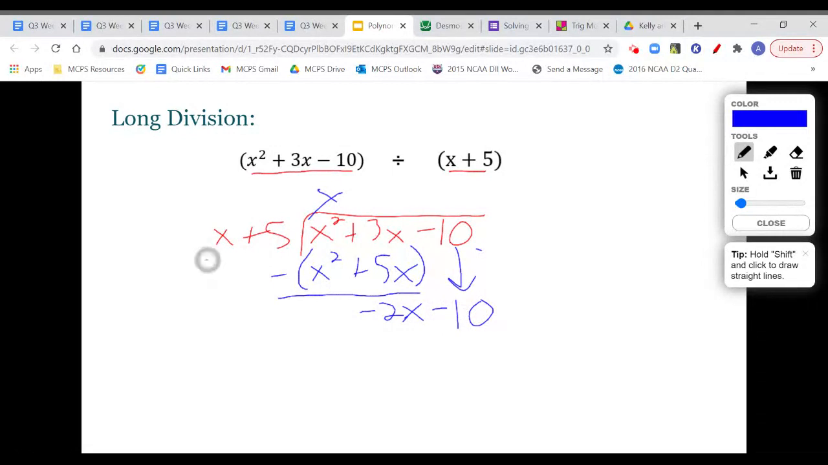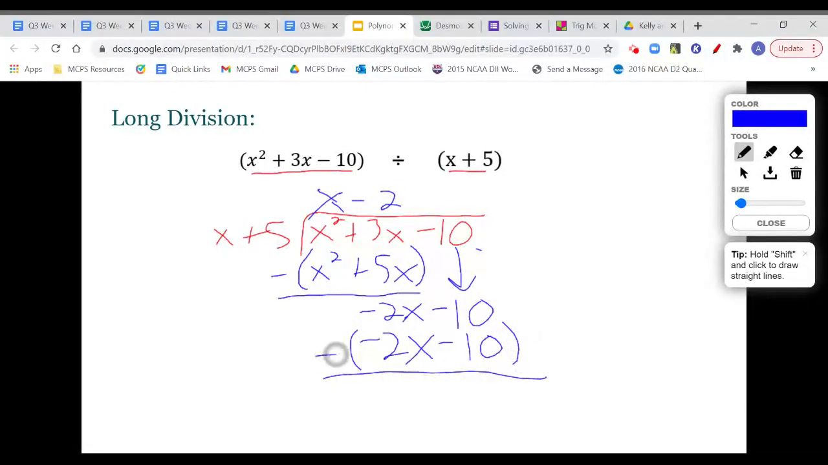So how many times does x fit into negative 2x? Basically, what do I have to multiply x by to get negative 2x? Since the x is already there, all I'm going to have to do is multiply by negative 2. So I'm going to multiply negative 2 times x to get negative 2x, multiply negative 2 times 5 to get negative 10. Go ahead and subtract.